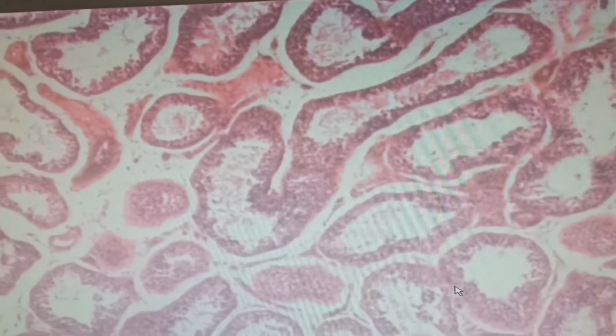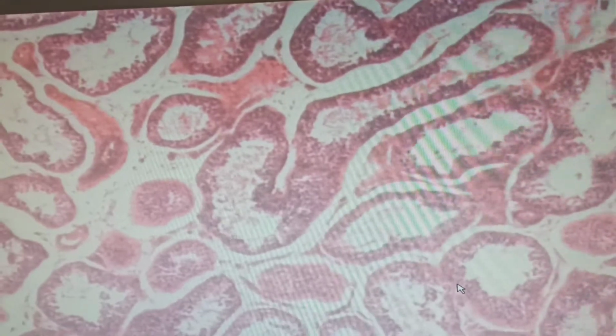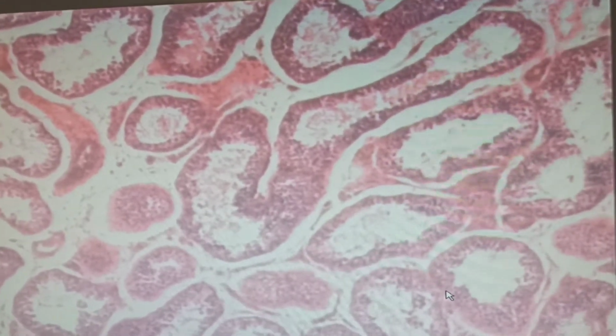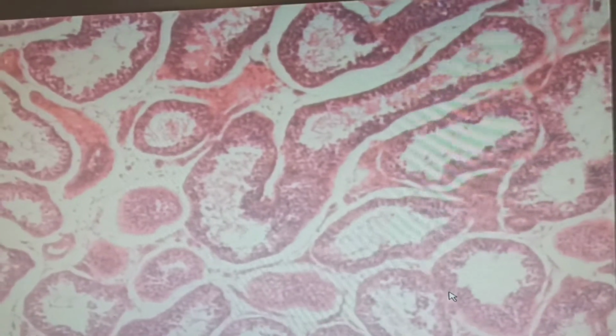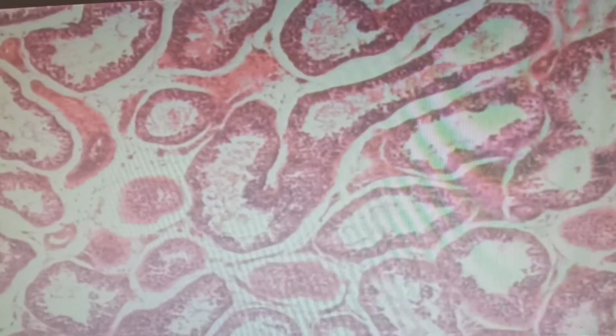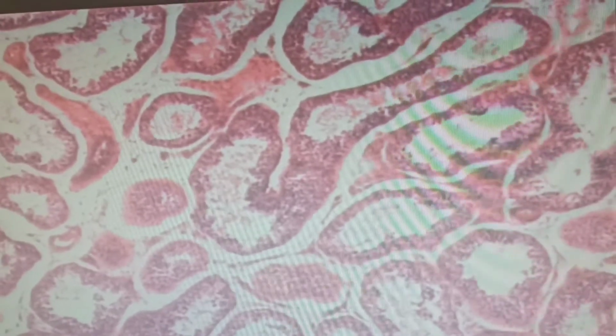System. The slides include testes, epididymis, the vas deferens, and the prostate gland. The first slide is the testes.